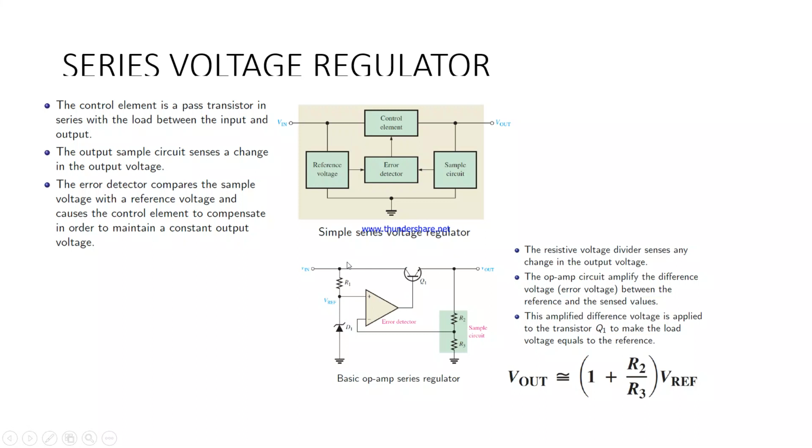Here a clear circuit diagram has been given. The series voltage regulator has regulation based on the resistors and the op amp and transistor connected. The series voltage regulator gives the output voltage as V out is equal to 1 plus R2 by R3, into V reference, where R2 and R3 are the sample circuit resistors connected with the op amp to sense the change in output voltage.